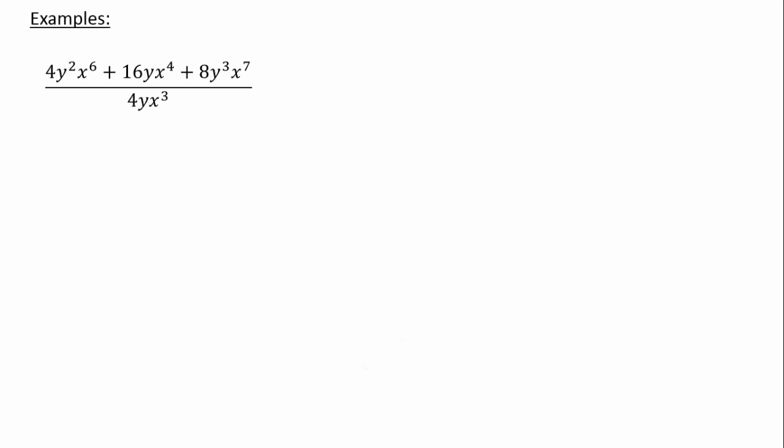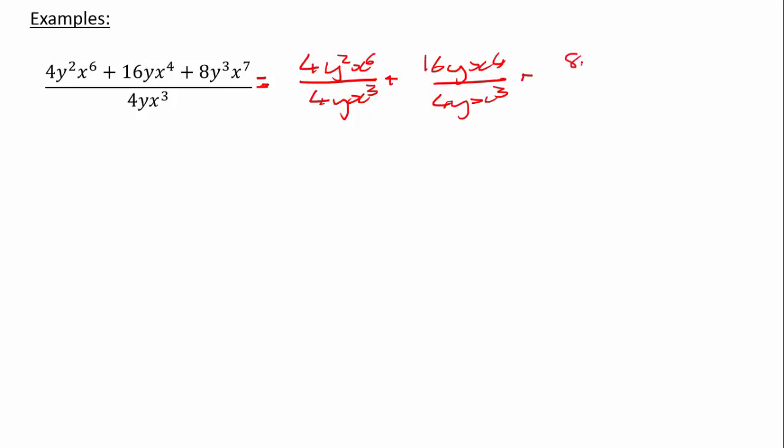Let's have a look at some examples. We're going to go through some division examples. 4y squared x to the 6 plus 16y x4 plus 8y3 x7. This is too complicated to do offhand, so we're going to write each term out. So this is equal to 4y squared x6 divided by 4y x3 plus 16y x4 divided by 4y x3. We're just simply writing this out. Plus over here 8y3 x7 all divided by 4y x3.